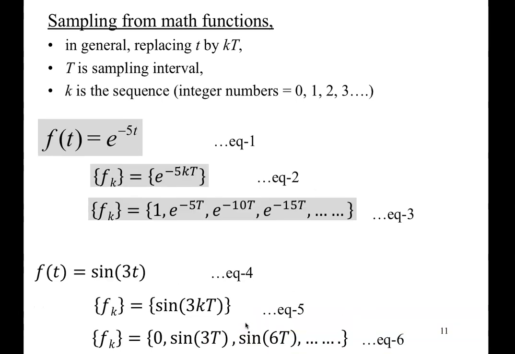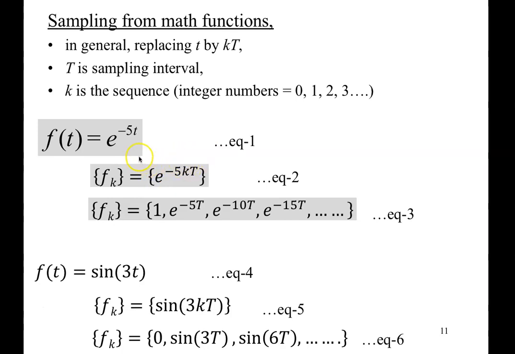For an exponential function, the process is the same. Because it's a function of time, I replace that small t by k times capital T. So f(t) is the signal in continuous time, and this represents the sequence in discontinuous or digital systems. Now this becomes e to the power minus 5kT. The only thing that changes here is k. k is a sequence number or interval number.